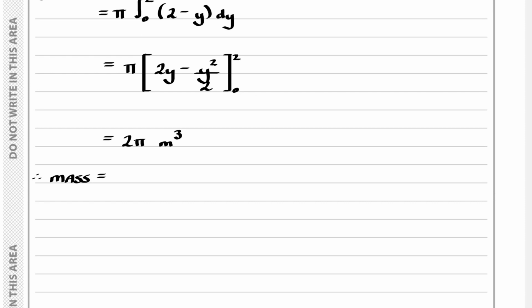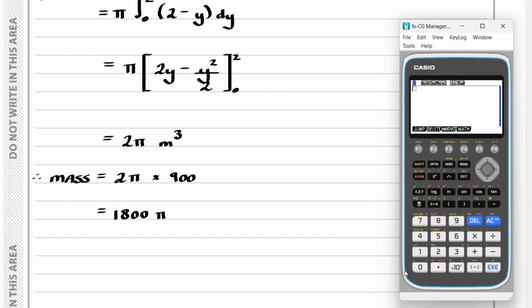So therefore for the mass, we have 2 pi, which is the volume, multiplied by the density 900, which is 1800 pi. And if we work this out to two significant figures, we have 1800 pi, which as a decimal to two significant figures, is 5,700 kilograms.